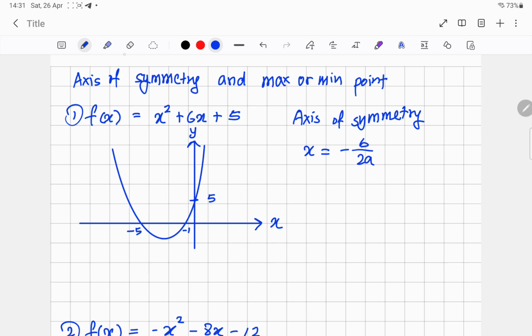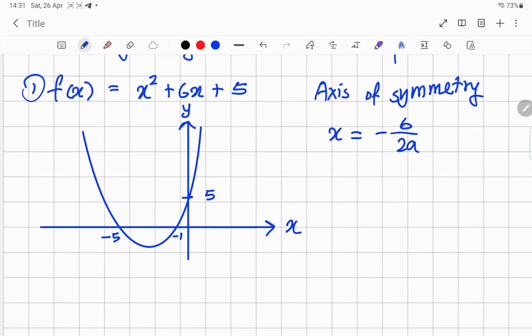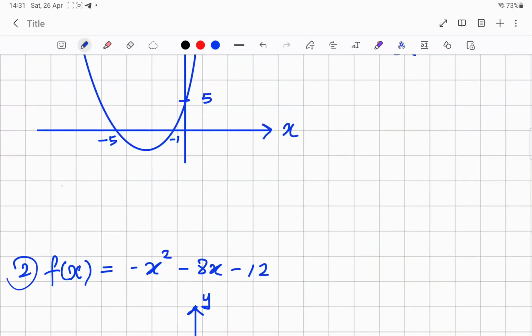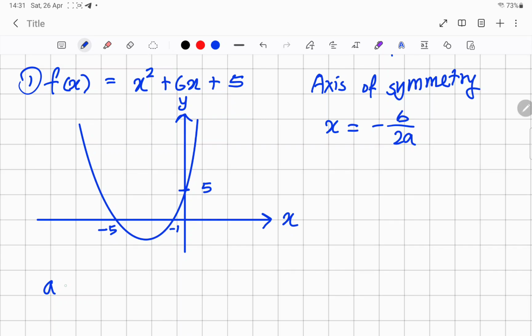The axis of symmetry will always be on the x-axis here. It will start somewhere here, but you don't know the value, so we need to find the axis of symmetry. We know how to find a, b, c, right? For this question, from the previous video which I just reused, a equals 1, b equals 6, and c equals 5. If you still don't know how to find a, b, c, go back to the previous video before you watch this, because we will be using these three values frequently.